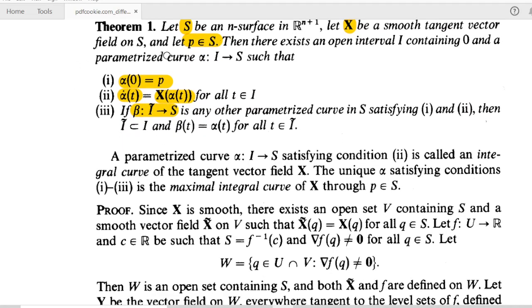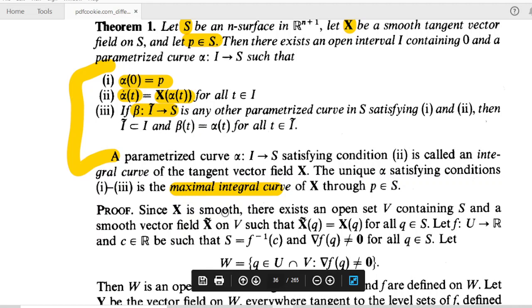Another thing, if there exists such an alpha satisfying these three conditions, then that alpha is called a maximal integral curve. We know equation number 2 is the definition of integral curve alpha. And if it satisfies these three conditions, we call alpha a maximal integral curve of the X bar vector field.